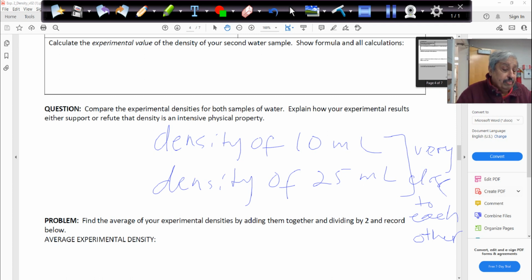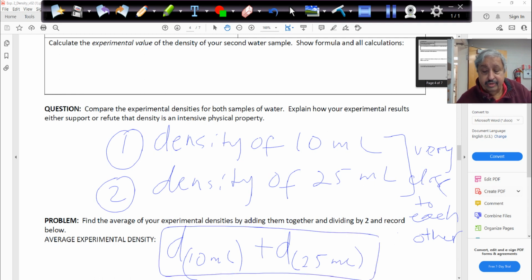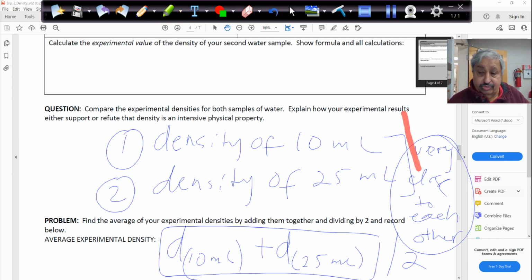If not, then there is a problem. Find the average. So this is density 1, density 2. Density of 10 mLs plus density of 25 mLs, divided by 2, and you get the average. Correct, guys? You get the average. If they are close to each other, then you come here and make your conclusion: if they are close to each other, then density is intensive. So then it's intensive.